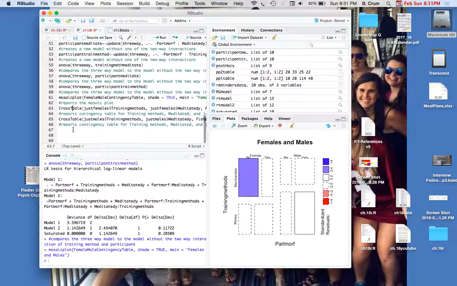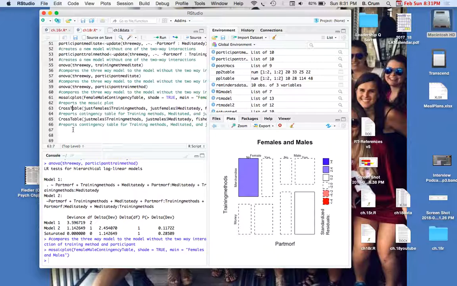Now this is where we do our follow-up analyses. An alternative way to interpret a three-way interaction is to conduct a chi-square analysis at different levels of one of your variables. So to interpret our participant by training method by whether they were able to meditate or not, we could perform a chi-square test on the training method and meditation variables, but do this separately for our participants that were females and our participants that were males. This way we compare the results for females and males just as we did before with the contingency tables.